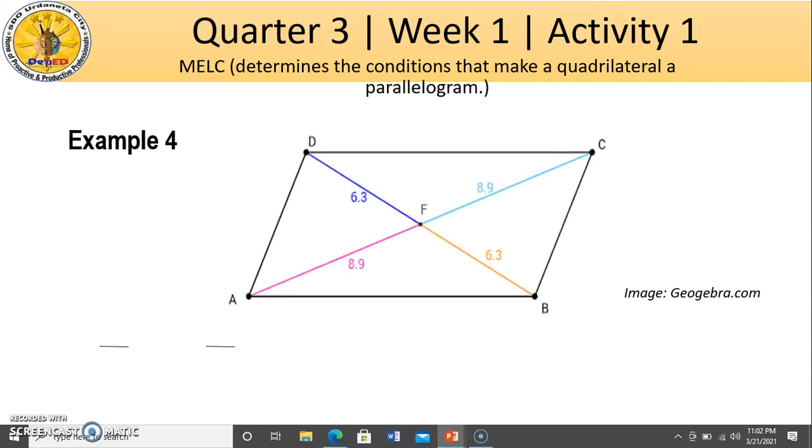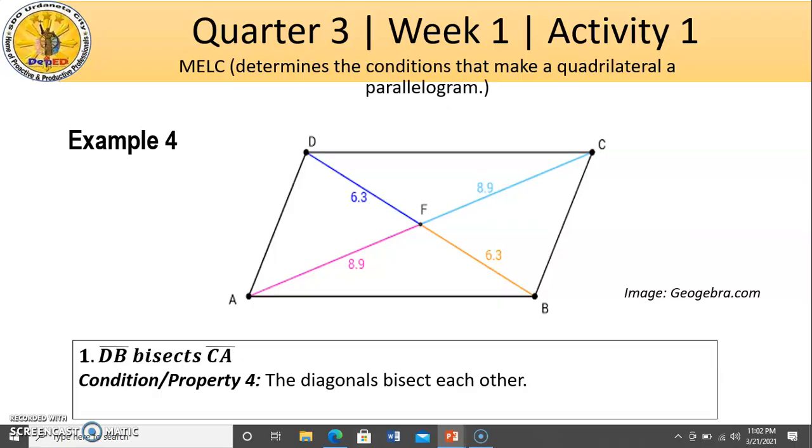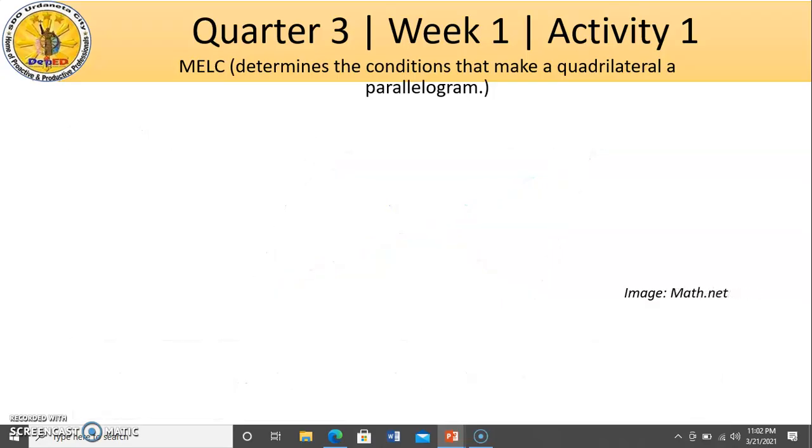Fourth example, parallelogram ABCD. We have diagonal DB bisects diagonal CA. The condition or property is number 4. The diagonals bisect each other. So when we say bisect, the line segment or diagonal is cut into two equal parts.